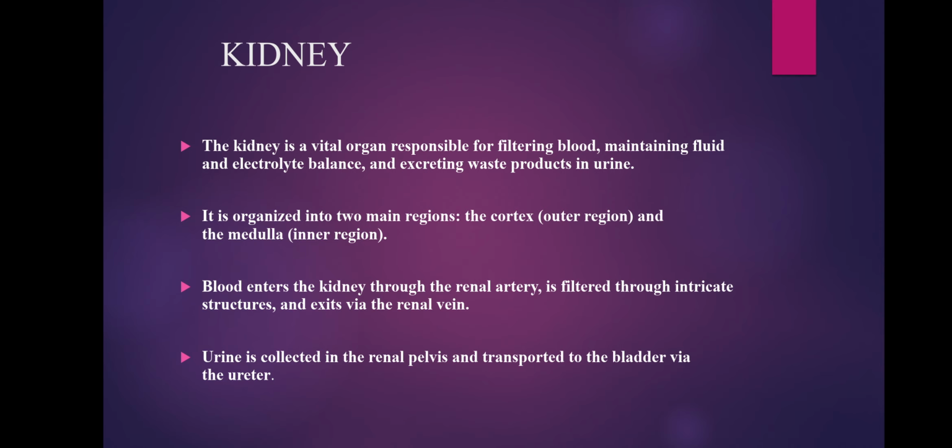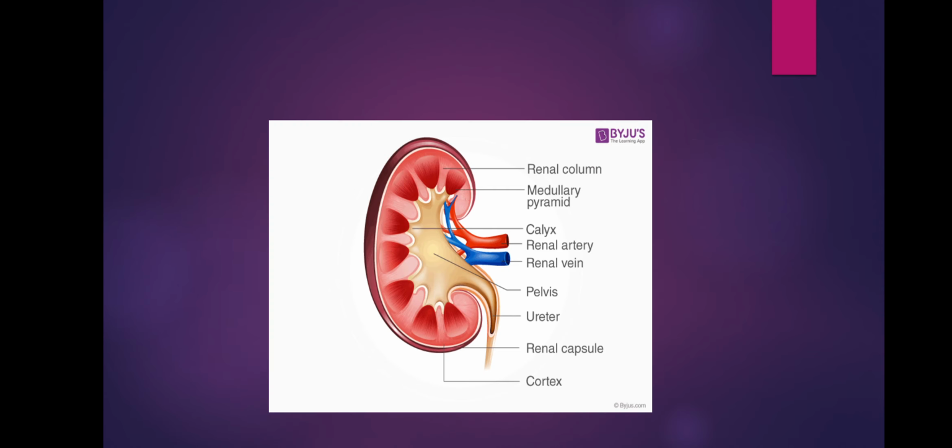Blood enters the kidney through the renal artery. It is filtered through intricate structures and exits via the renal vein. Urine is collected in the renal pelvis and transported to the bladder via the ureter. This is the structure of the kidney.